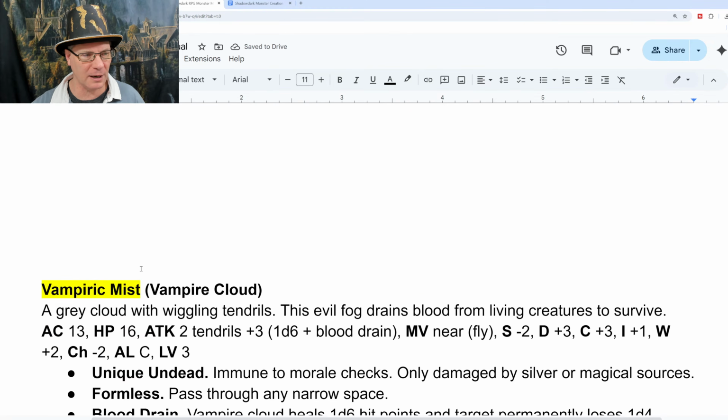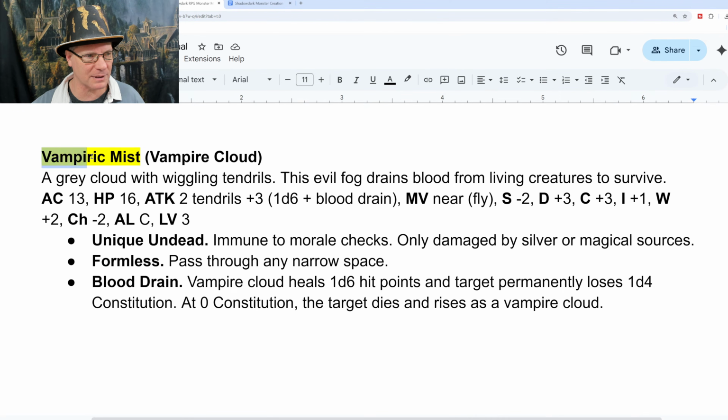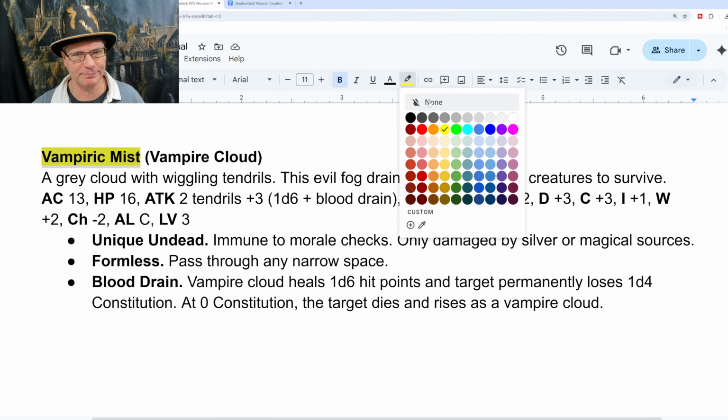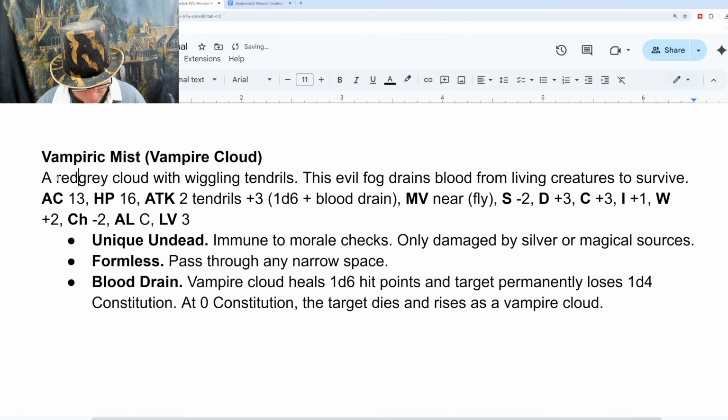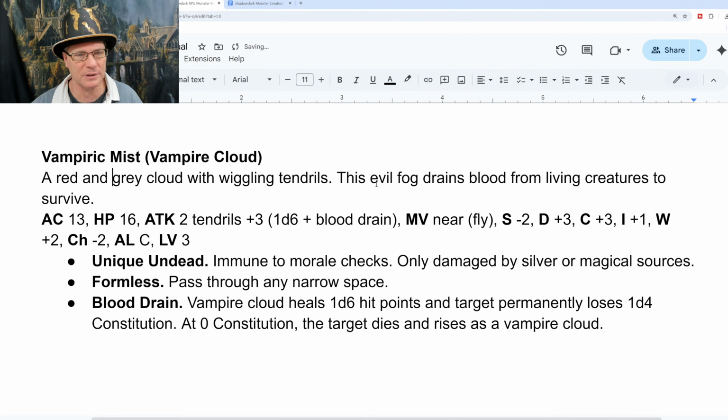We're not doing monster lore right now. We are doing the monster stat block for the vampiric mist. So there we go. I'm going to call it the vampire cloud or vampire fog or something like that eventually. A grey cloud with wriggling tendrils. Essentially that's how I've described it. You could also describe it as a red and grey cloud. I don't think that would be a problem either. We could go here, a red and grey cloud with wriggling tendrils. This evil fog drains blood from living creatures to survive. Essentially, that's what it does.